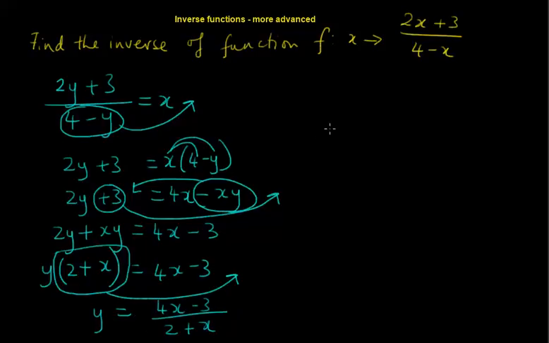So finally, the inverse of this function, and this is the notation for that, is equal to 4x minus 3 over 2 plus x.